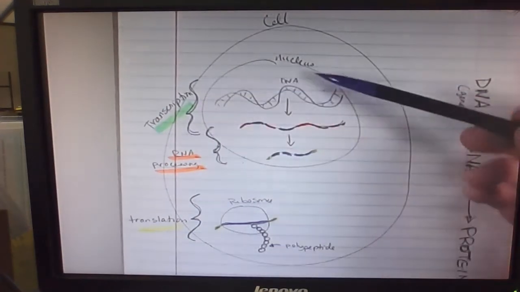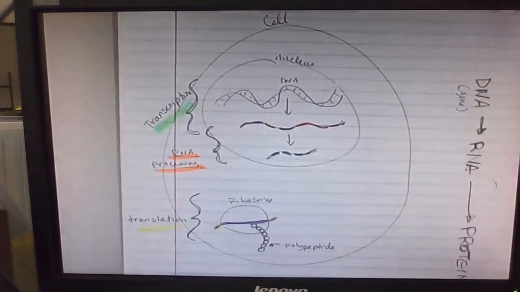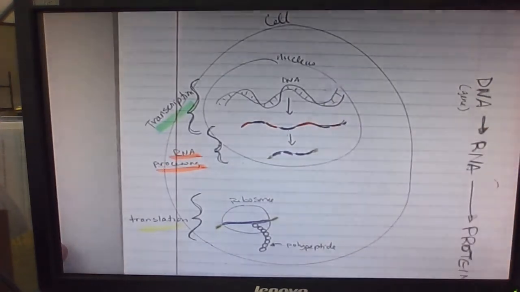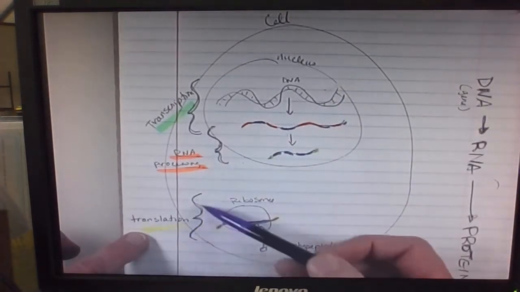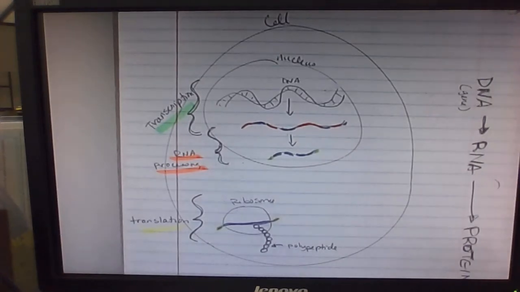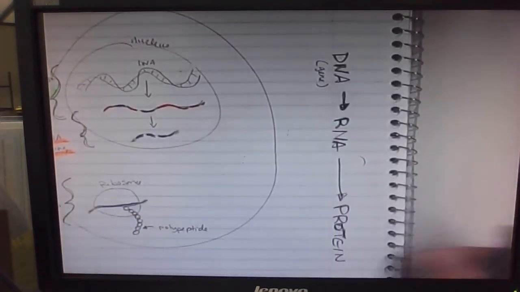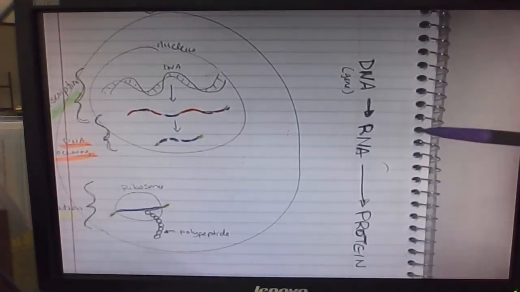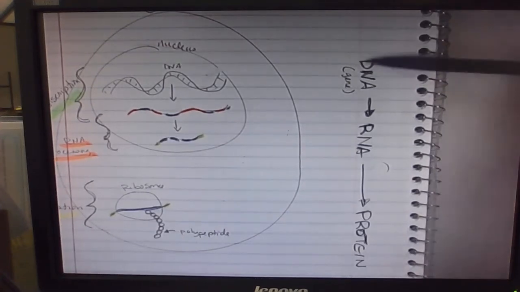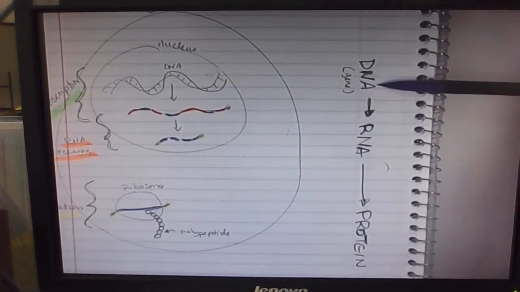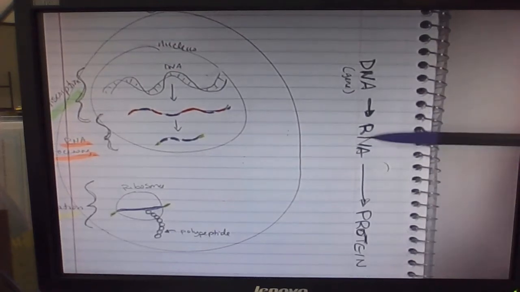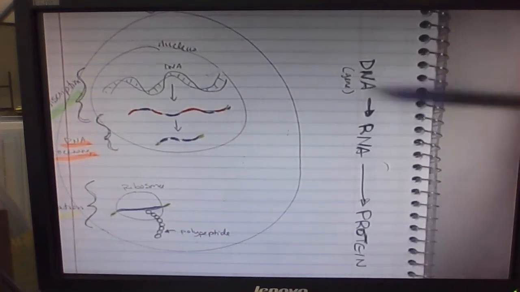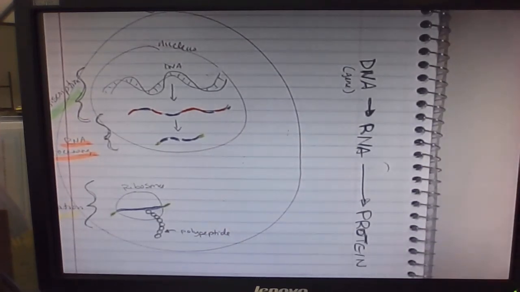Transcription occurs in the nucleus. Notice I've highlighted that green. RNA processing occurs in the nucleus. Translation occurs at the ribosome of the cell. This is protein synthesis, and this overall generalized steps of protein synthesis means we're taking DNA, we're taking a gene, converting it into RNA, and then making a protein from that RNA. So DNA to RNA to protein is protein synthesis.